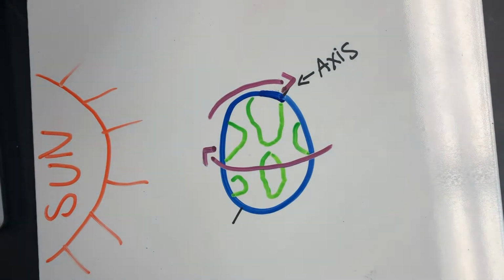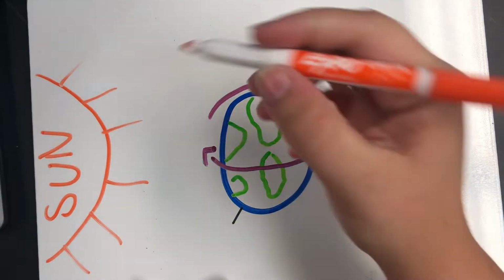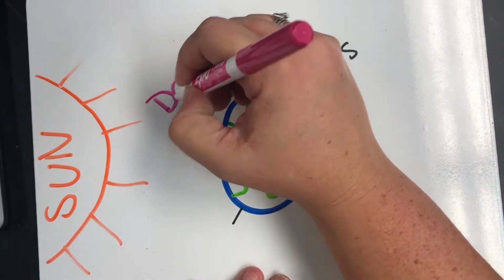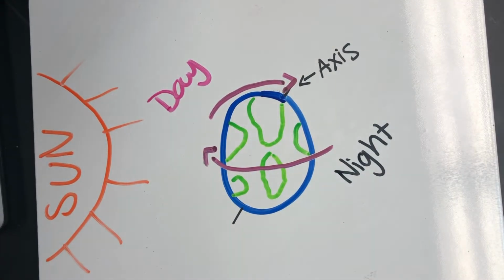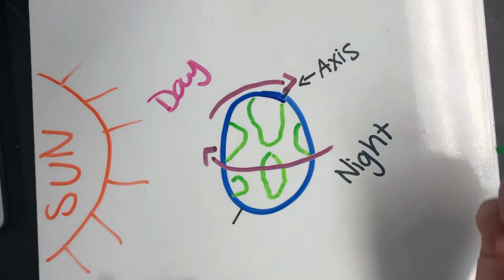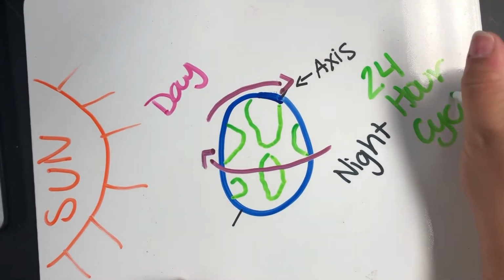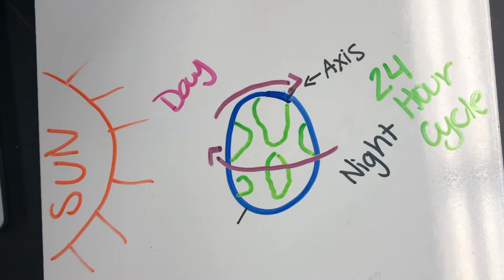It is day on the side of the Earth facing the sun, and night on the side facing away from the sun. It takes Earth about 24 hours to complete one full rotation. As we know, each 24-hour cycle of day and night is called a day.